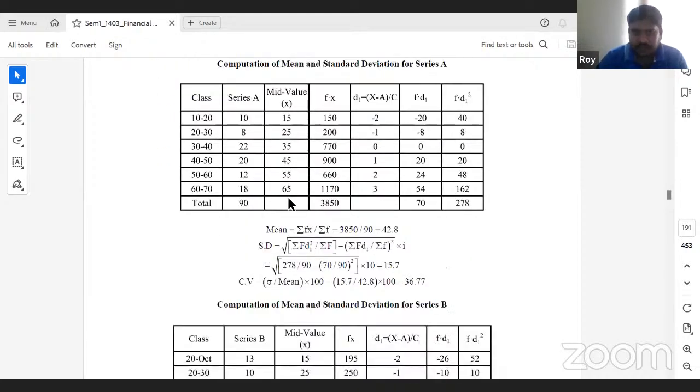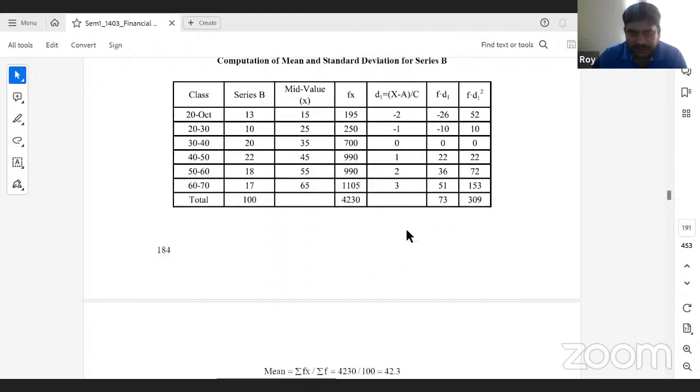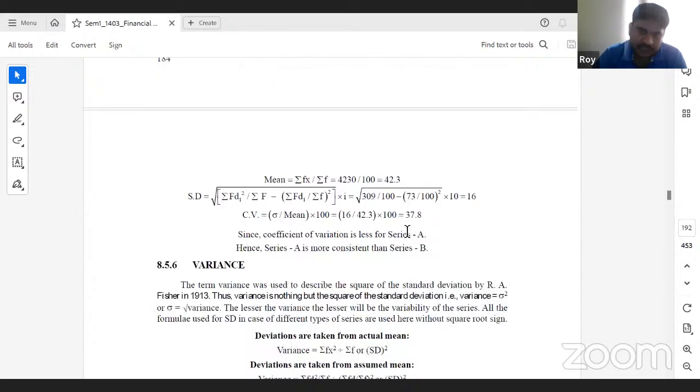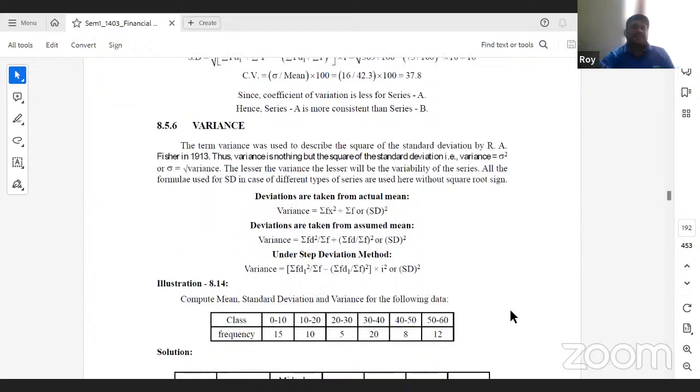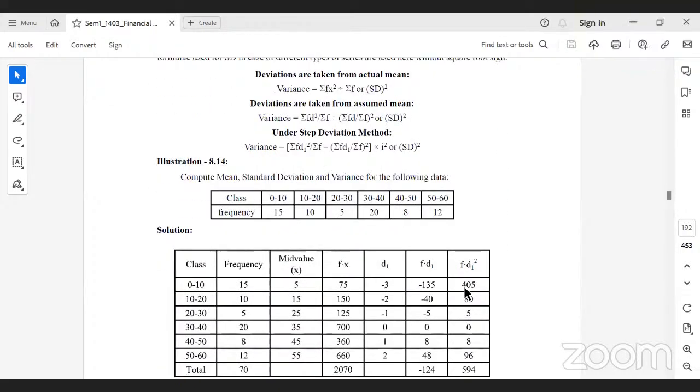Again, you need to learn the formula by heart. It is all to find out the standard deviation. If you understand how to find the standard deviation, then the remaining part you can easily understand. Maybe I will take some other examples in tomorrow's class and we'll see the variance as well. Okay, we'll stop here.